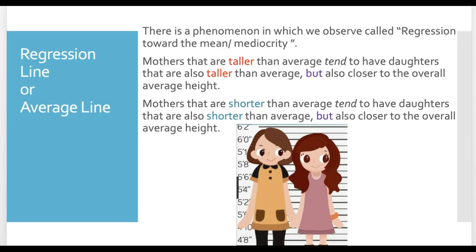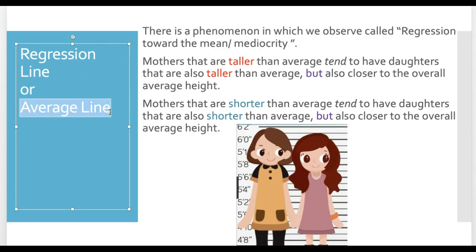In this case, remember on the lower end, where the mother was maybe 55 inches tall, the expected height of their daughters is also relatively short compared to the average, but on average taller than the mom. So they're all going towards the average height. This is what we call regression towards the mean. Really, what we're talking about is an average line. That's really what it is.